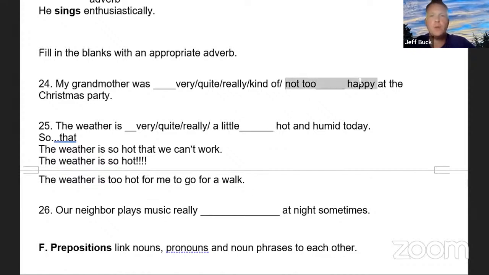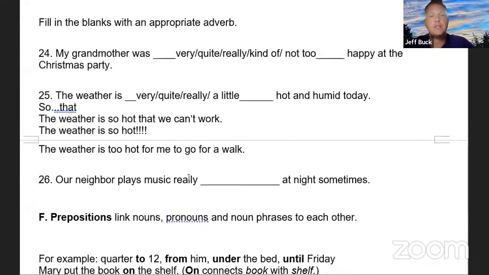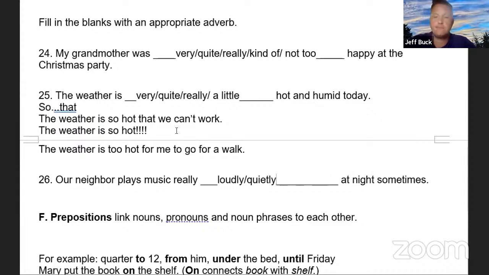This is a little bit different: not too happy. She wasn't too happy. All right, and 26, our neighbor plays music really loudly at night sometimes, or quietly, or beautifully. Probably loudly.